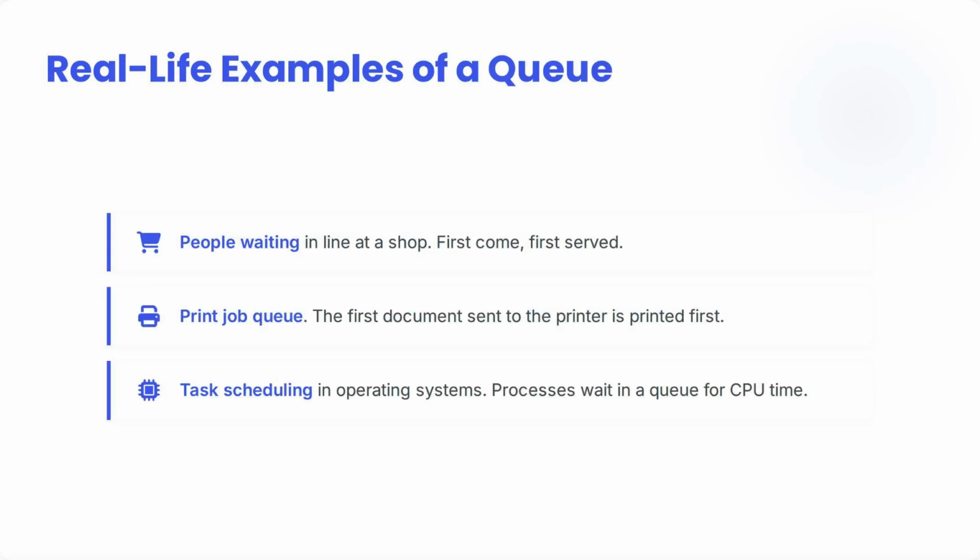We have queues everywhere around us: people waiting at a shop, print jobs waiting in a printer, and even operating systems use queues to schedule tasks. Anything that works on a first-come, first-served method is a queue.